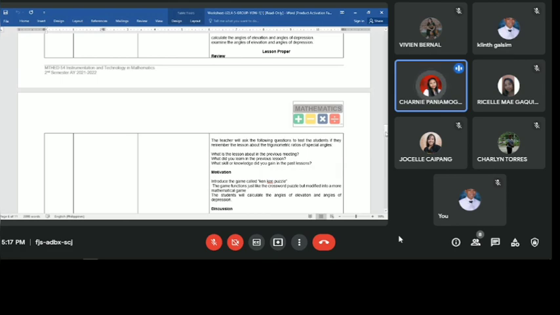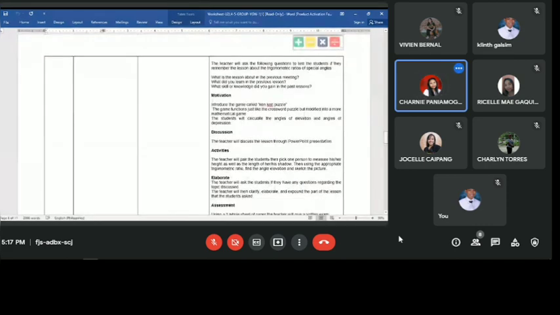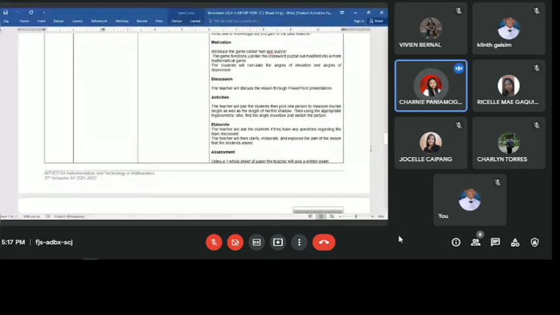For the motivation, the teacher will introduce the game called Ken Ken Puzzle. The game functions just like a crossword puzzle, but modified into a more mathematical game. Then the students will calculate the angles of elevation and angles of depression. For the discussion, the teacher will discuss the lesson through a PowerPoint presentation.